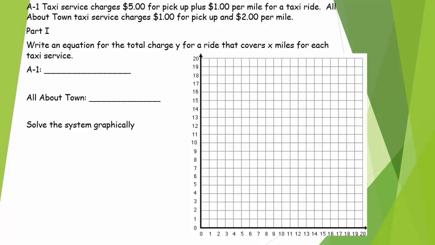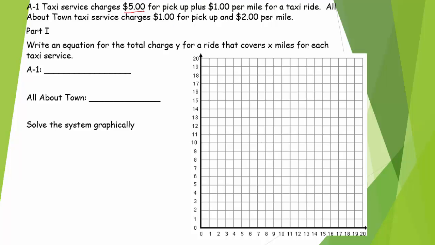So let's take a look. A1 taxi service charges $5 for pickup plus $1 per mile for a taxi ride. All About Town taxi service charges $1 for pickup and $2 per mile for their taxi ride. Write an equation for the total charges Y for a ride that covers X miles for each taxi service. So let's take a look at A1.